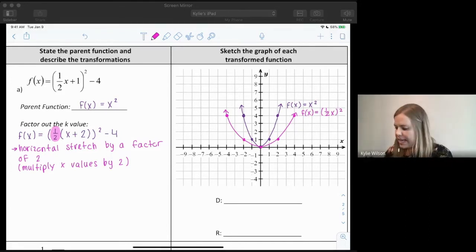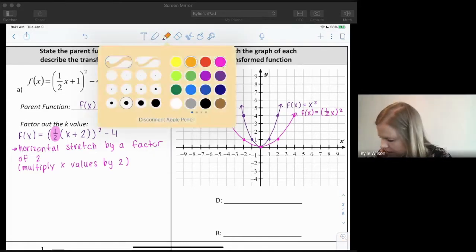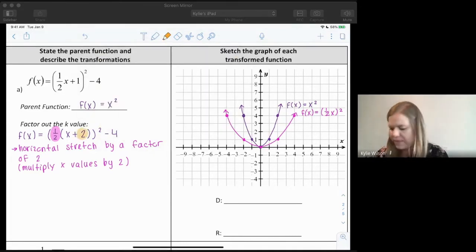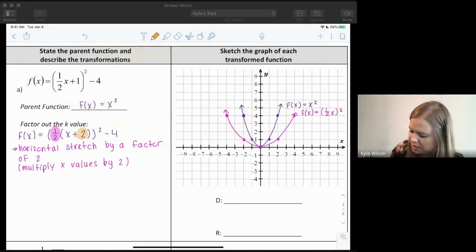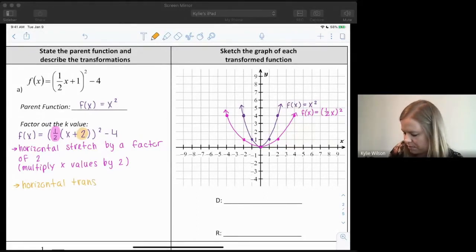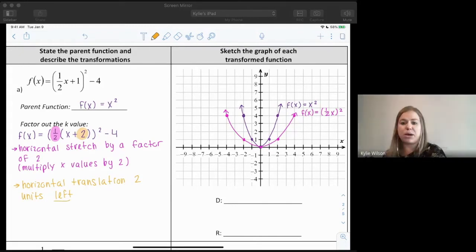Okay, now let's look at our next one, which is d. So we have a d of 2. So that means that we have a horizontal translation 2 units, in this case, to the left because it's positive in the equation. And then we can start moving it on the graph.